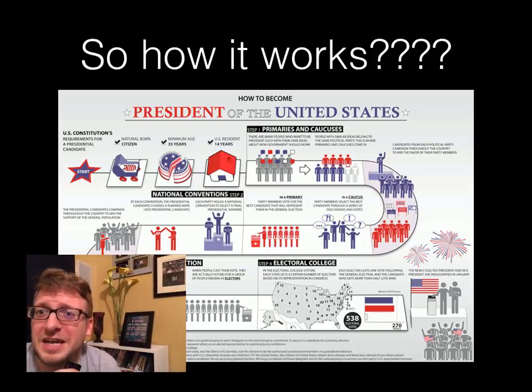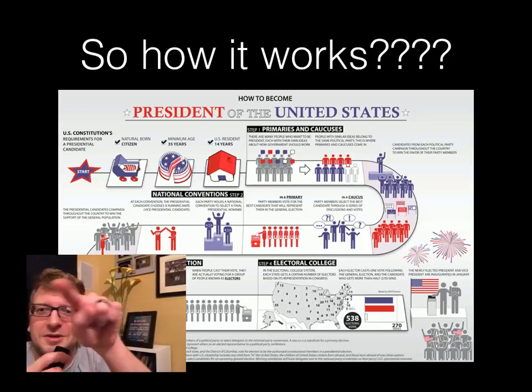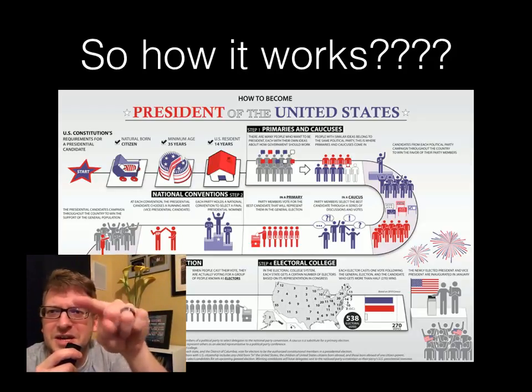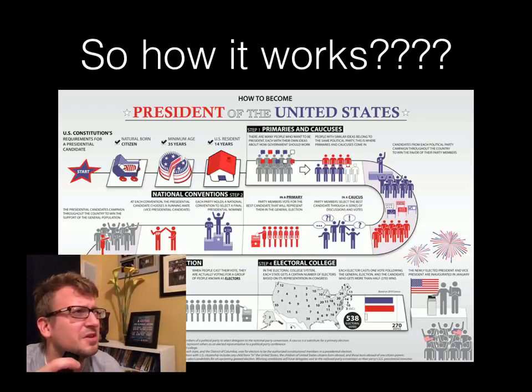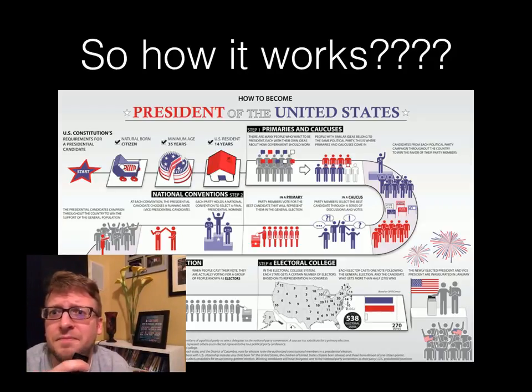It kind of looks like a game board, doesn't it? It kind of looks like, you know, Chutes and Ladders, or I don't know, what's another one? Candyland, something like that. Okay? So that's how it works.